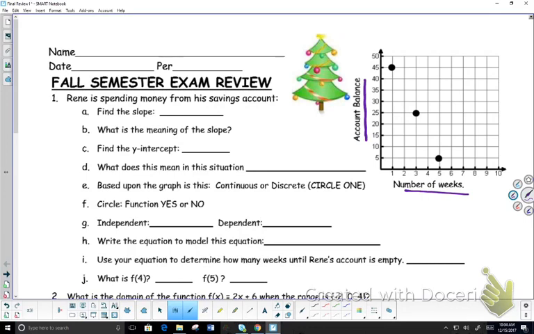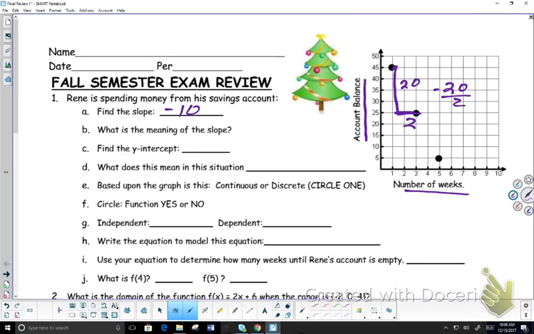It tells you to find the slope. So I'm going to go from one point to another. Going from 45 down to 25, that was down 20, right? And then I went from here over to there, which was 2 weeks. So that would give me negative 20 over 2. So I'm at a slope of negative 10, okay?